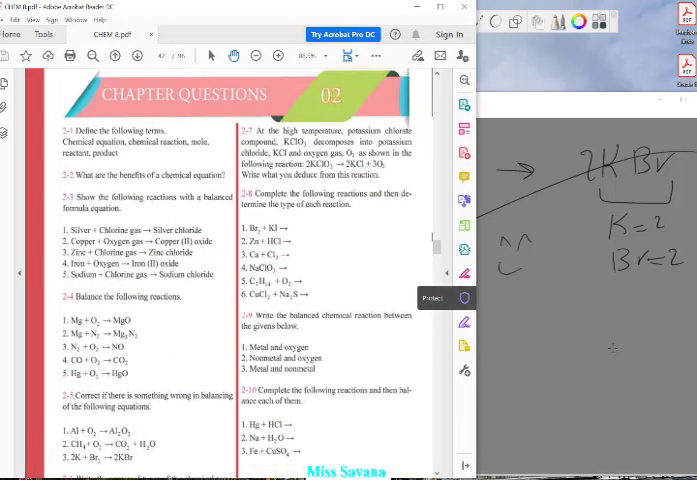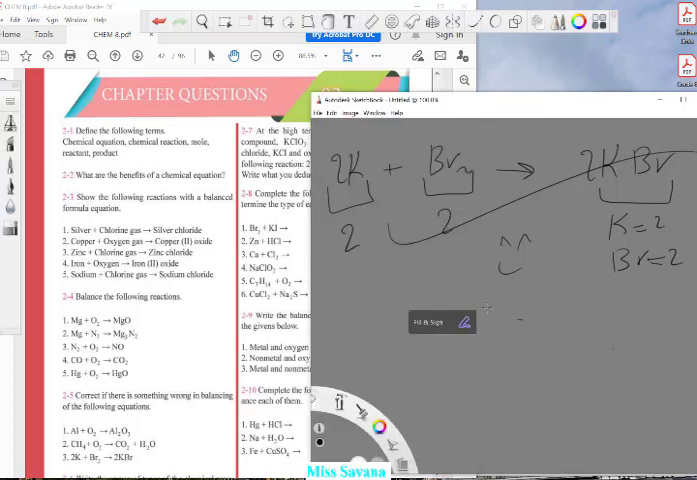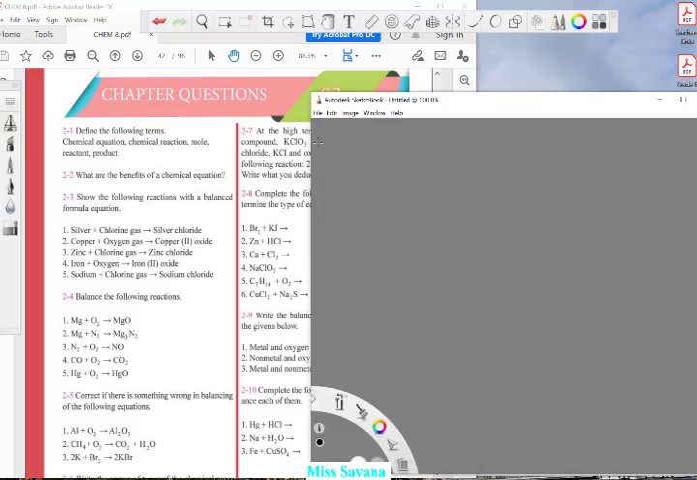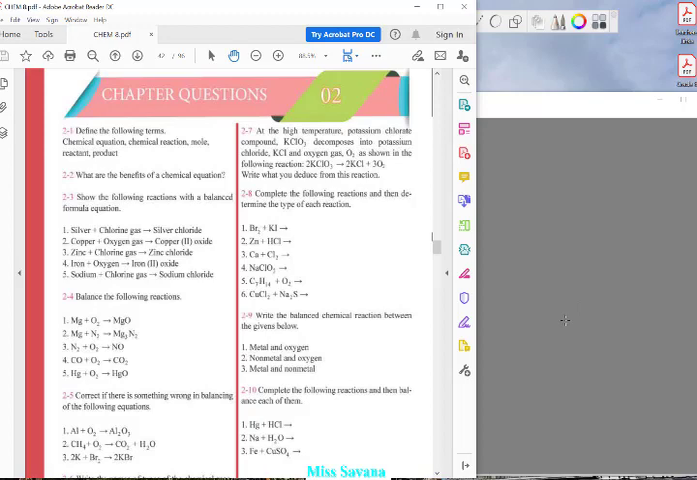Okay, so moving on to the next one. Now the next one is saying that at a very high temperature potassium chloride compound, this is the potassium chloride formula he's showing you, decomposes into potassium chloride and oxygen gas as shown in the following reaction. Write what you deduce from this reaction. So what do you think about this reaction? He's asking for your idea.